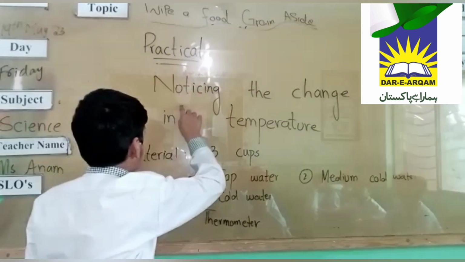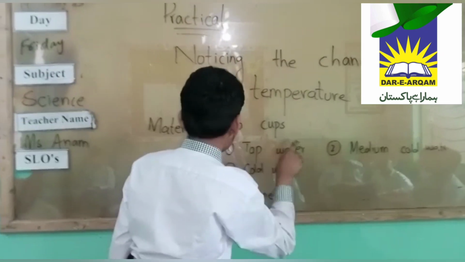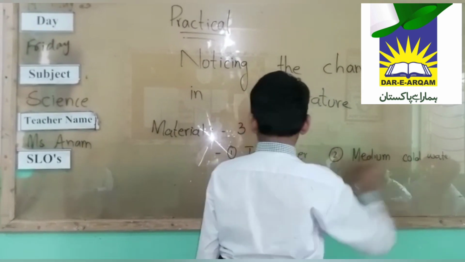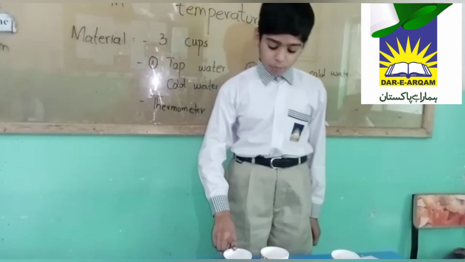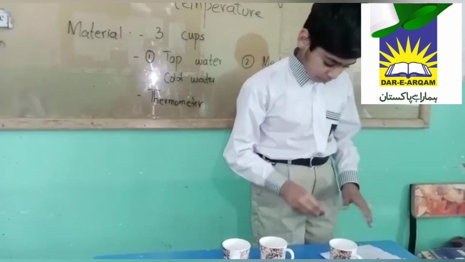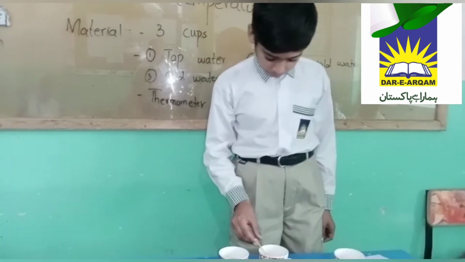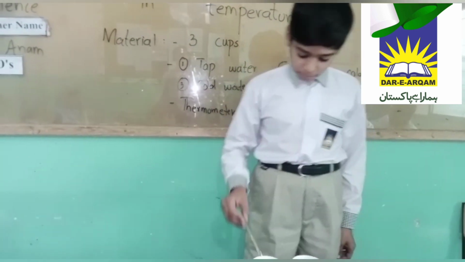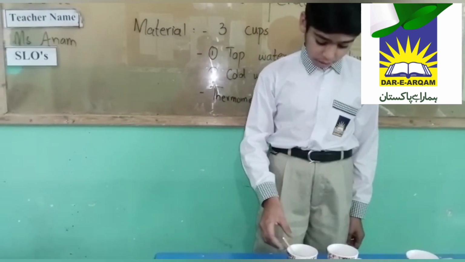I am class 5B. Our topic is practical: noticing the change in temperature. Material: 3 cups of tap water. First tap water, second medium cold water, third cold water. First cup has tap water, second cup has medium cold water, and third cup has cold water. First cup has 30 Celsius. Second cup has 5 Celsius. Third cup has 2 Celsius.